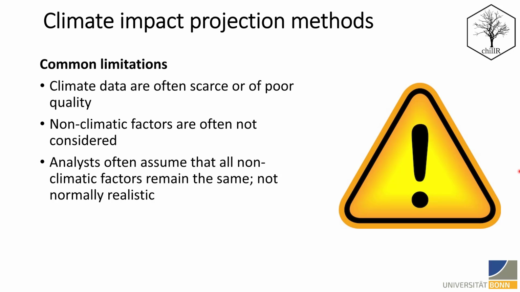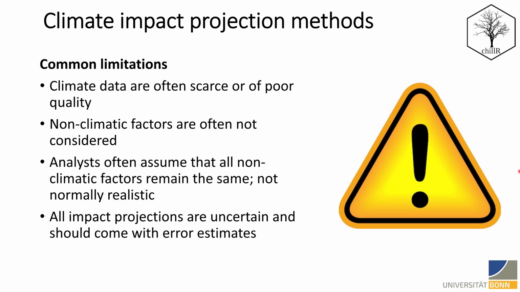Not very close to reality, but a question that we can answer. So scientists often like answering questions that they can answer rather than questions that somebody may actually want to ask. So all impact projections obviously are uncertain and all should come with error estimates.